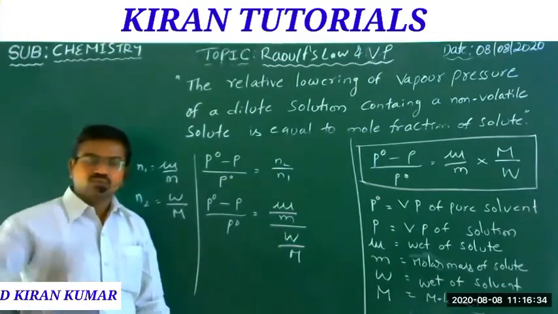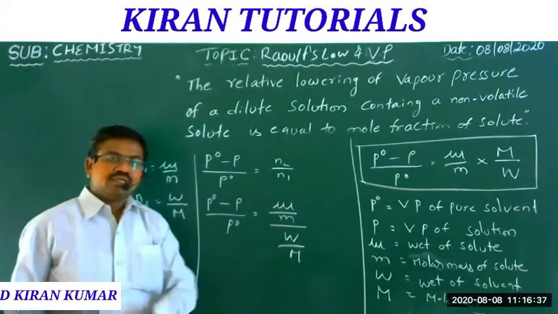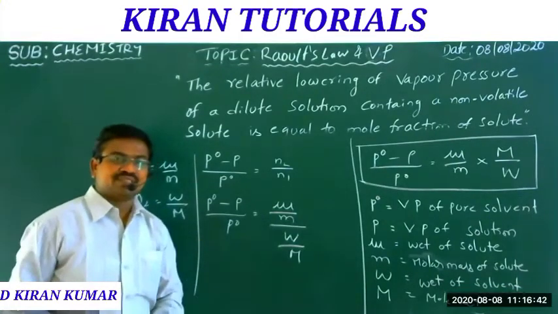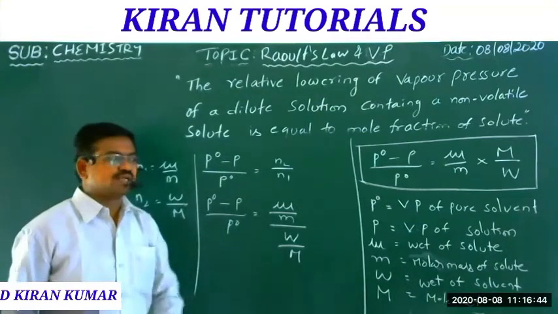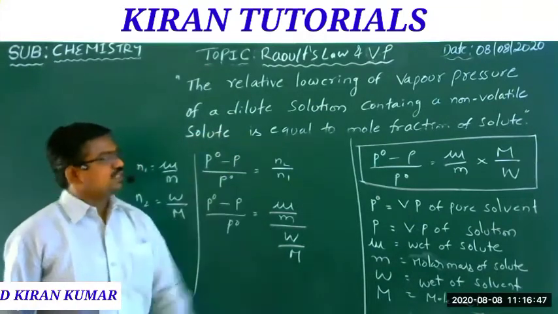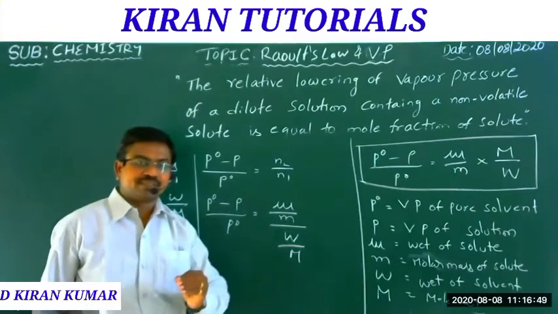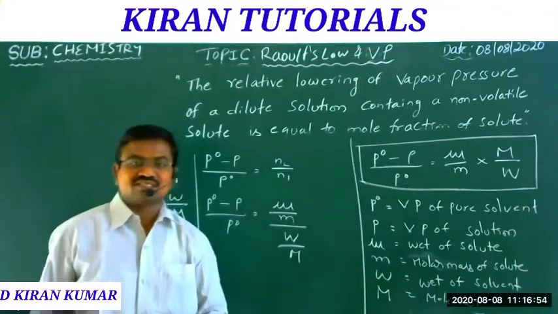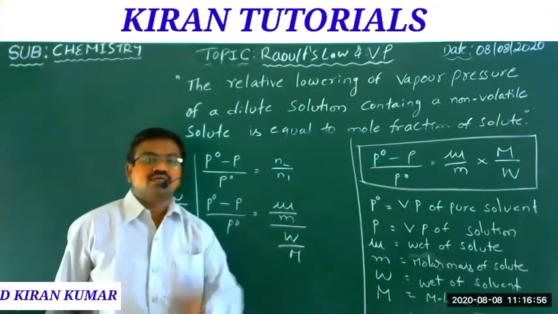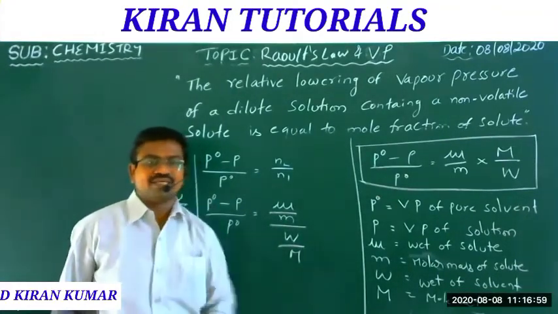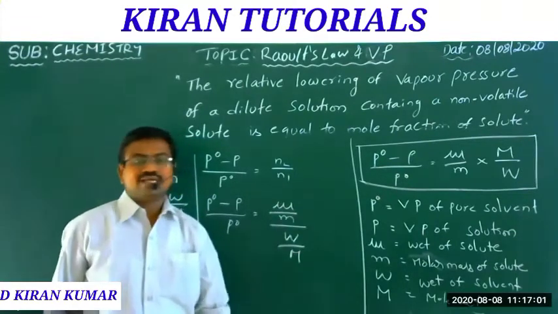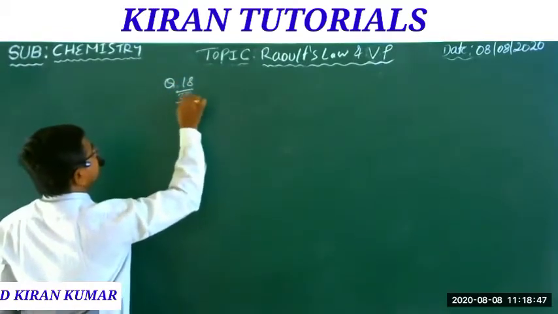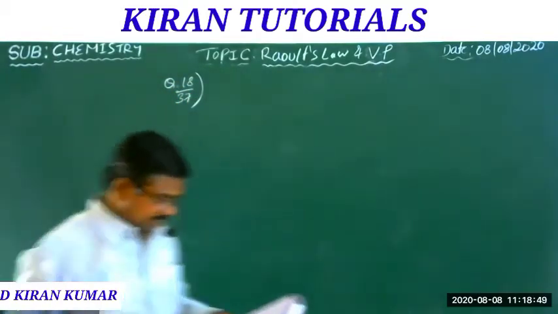Clear? So vapor pressure. What is vapor pressure? What is relative lowering of vapor pressure? And what is Raoult's law? That is about Raoult's law and relative lowering of vapor pressure. Now we are going to discuss some numericals in this topic. Yesterday we discussed some numerical problems, and today we are going to do the remaining problems. So question number 18, page number 13.